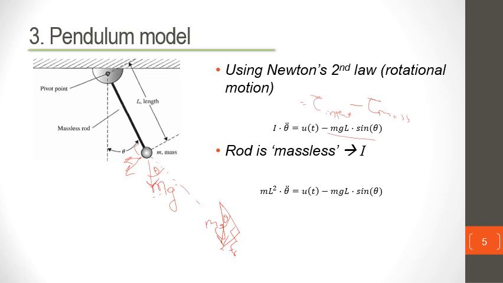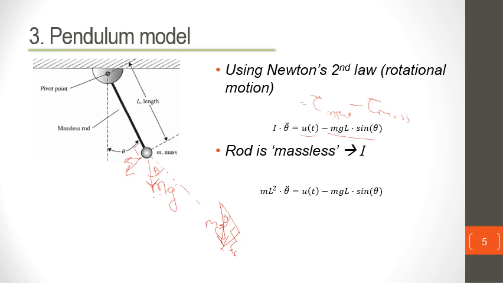So the torque would then be mg times the length of the rod times sine theta. That force will be acting against the driving force of the motor, which will be the input torque, and that should then be equal to the moment of inertia times angular acceleration.